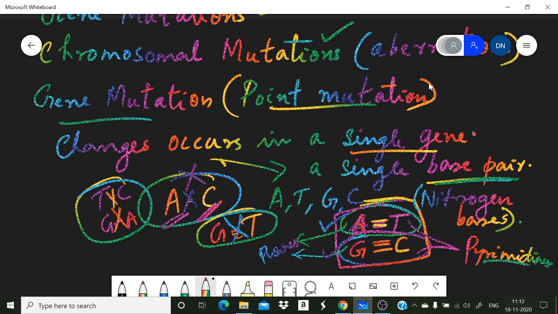That is the basic rule in the pairing of nitrogen bases in DNA, and if a base pairs with any other nitrogen base, that may be because of mutation, and it may lead to dangerous effects later.